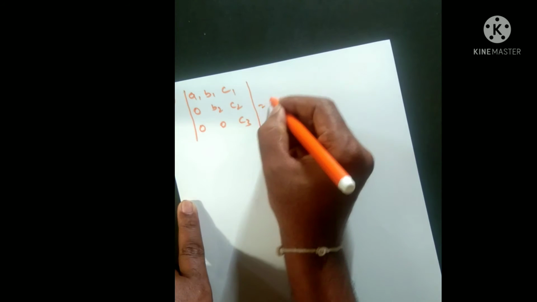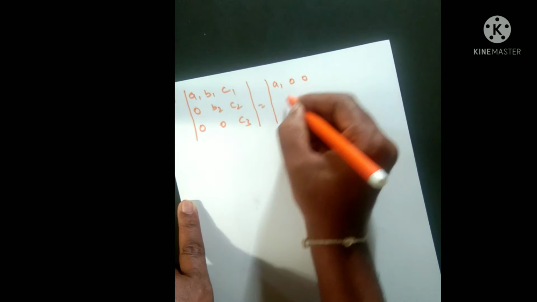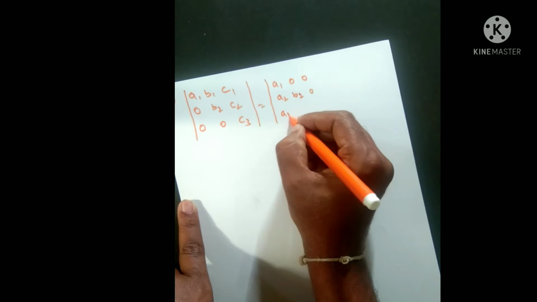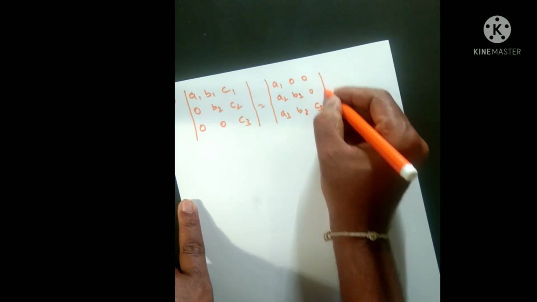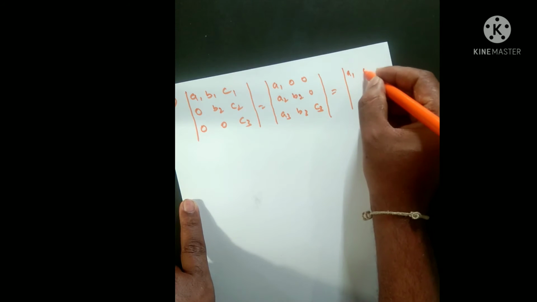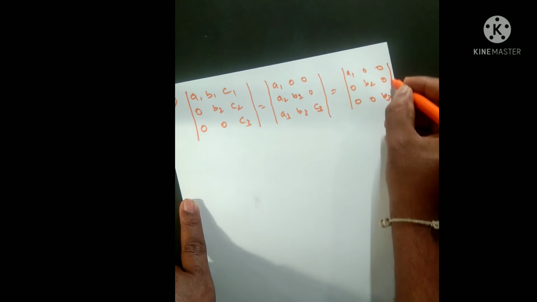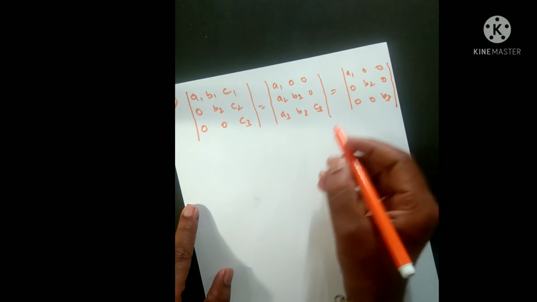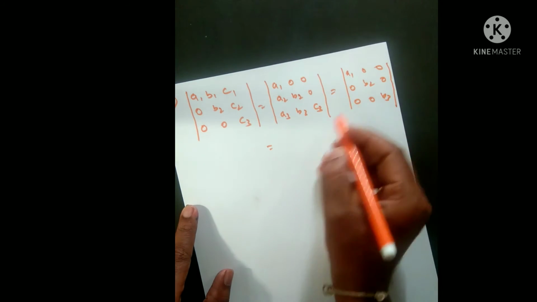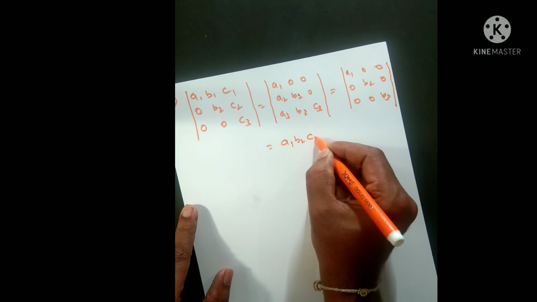Above the leading diagonal: A1, 0, 0, A2, B2, 0, A3, B3, C3. Except the leading diagonal: A1, 0, 0, 0, B2, 0, 0, 0, C3. Then the value of this determinant is the product of the main diagonal, the product of the leading diagonal. The value of this determinant is A1 into B2 into C3.